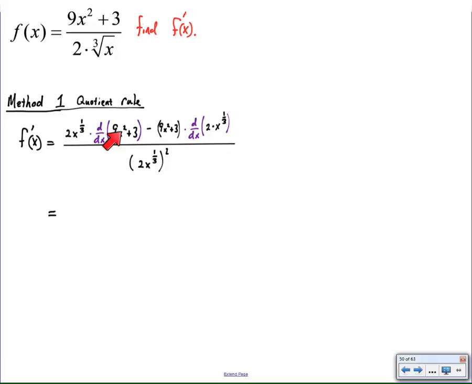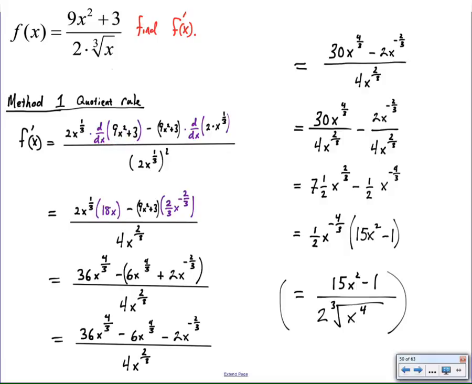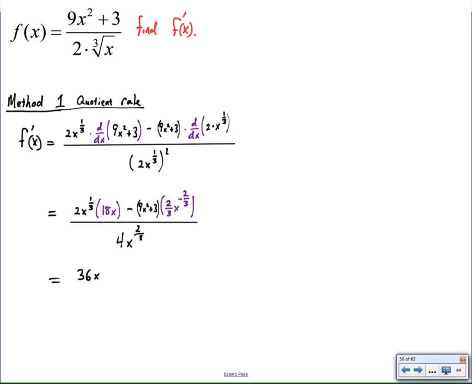The derivative of 9x squared plus 3 is going to be 18x, so we get that. And the derivative of 2 times x to the 1/3: we're going to have 2/3 times x to the negative 2/3, since 1/3 times 2 is 2/3, and if we take 1/3 and subtract 1, we get negative 2/3. And to square the denominator, remember to take 2 times x to the 1/3 times 2 times x to the 1/3, which is 4 times x to the 2/3.